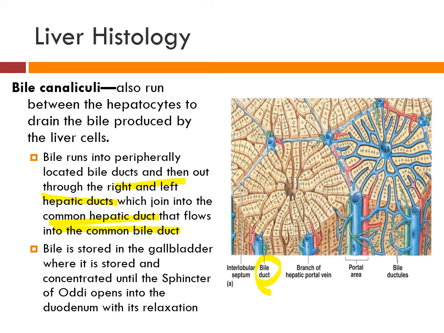Excess bile is stored in the gallbladder, and it gets concentrated in the gallbladder until the sphincter of Oddi opens into the duodenum and allows for that bile to be expelled out into the duodenum.